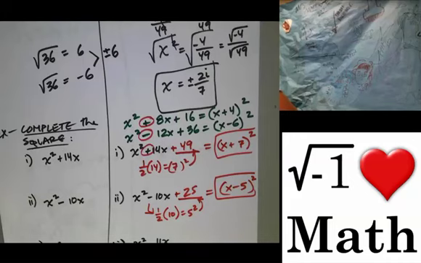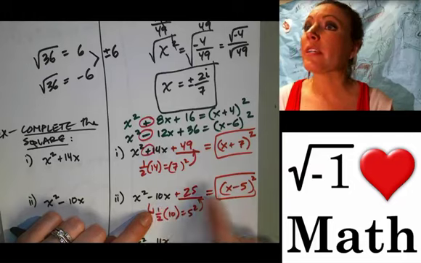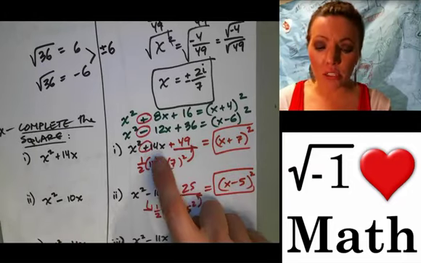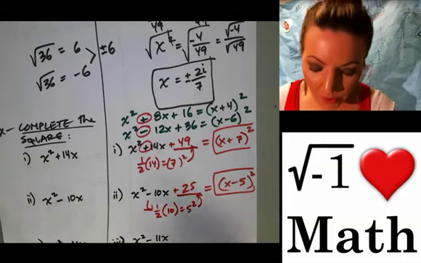Liz. Right here? What's half of 10? And 5 squared is? So you're taking half of the middle term and then squaring it, or half of the middle coefficient and squaring it. All right, cool.